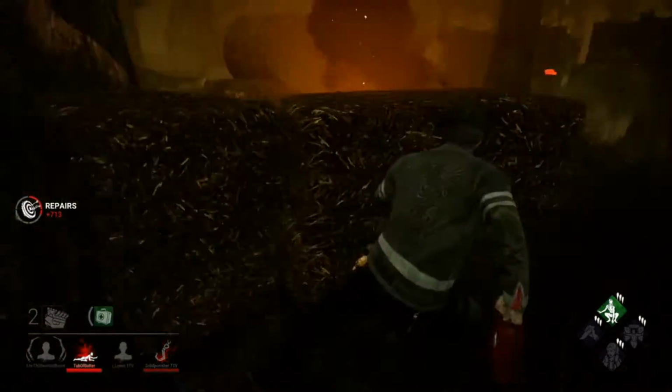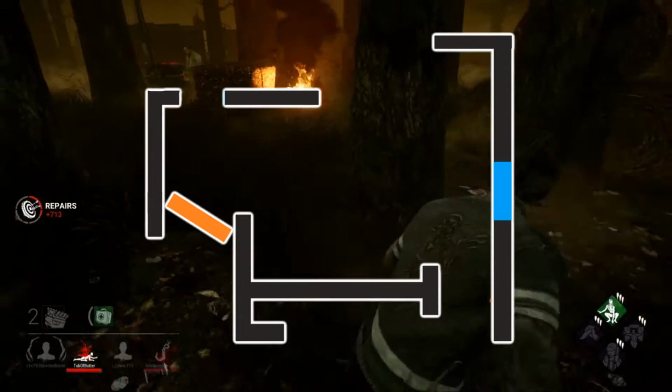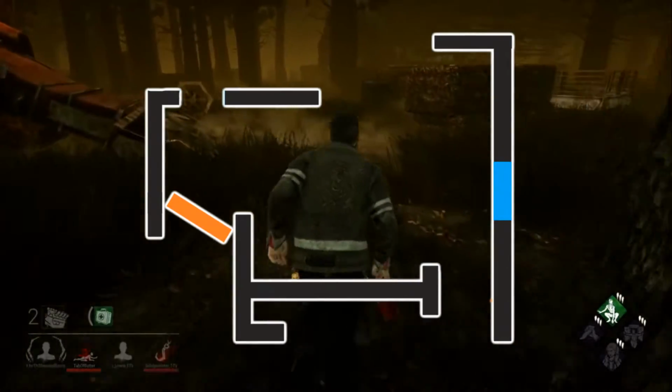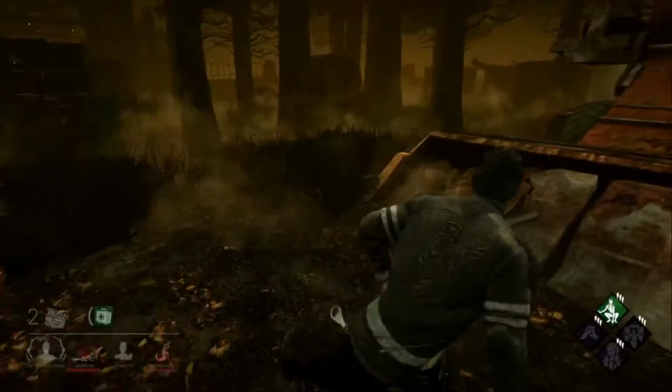Lastly, I've included drawings of each structure that I'll be talking about. Orange represents the pallets and blues are the windows. But without further ado, let's get into the video.